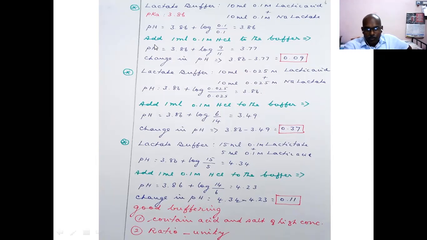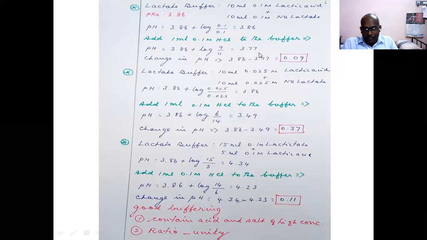Therefore, if you calculate the pH of the buffer solution again using the Henderson-Hasselbalch equation, the pH is equal to 3.86 plus log 9 by 11. So you are getting 3.77. So the pH is not much varied.